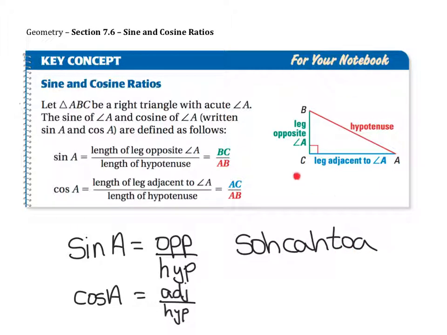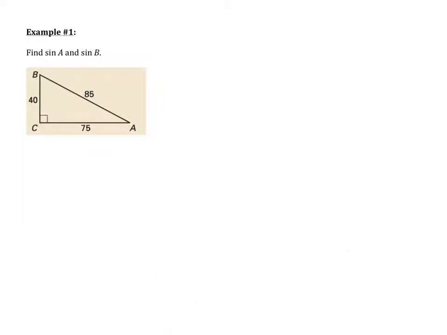Once again, referring back up here, if I was trying to find the sine of A, I would go opposite over hypotenuse. If I was trying to find the cosine of A, I would go adjacent over hypotenuse. And if I was trying to find the tangent of A, opposite over adjacent. So let's move into example number 1.